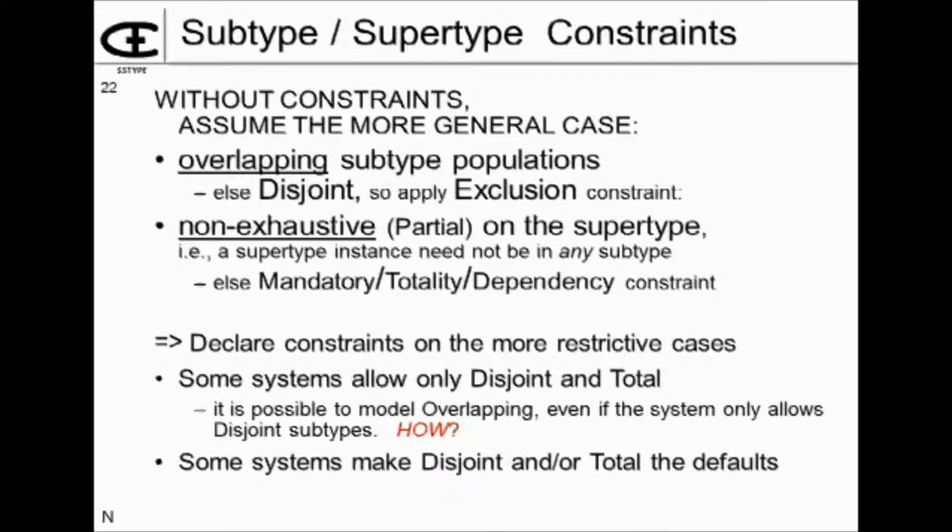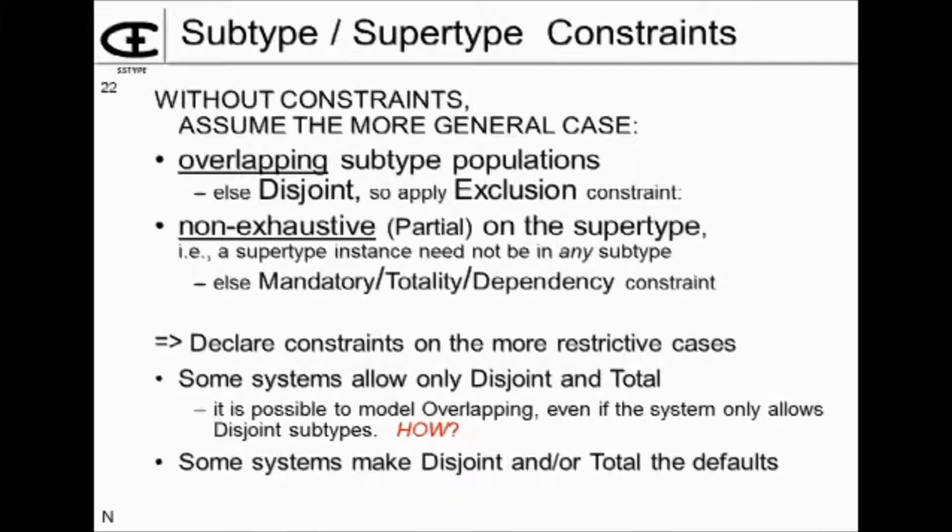Otherwise, you declare a constraint, an exclusion constraint. And the second is non-exhaustive, or let's say it's partial. It says that every supertype instance does not have to play in one of its subtypes. That's what we mean by exhaustive. The supertype instance need not be in any subtype. Otherwise, we can declare a mandatory constraint on the supertype and say you must play at least one of the subtype roles. That is, all of your subtype populations together exhaust the population of the supertype.